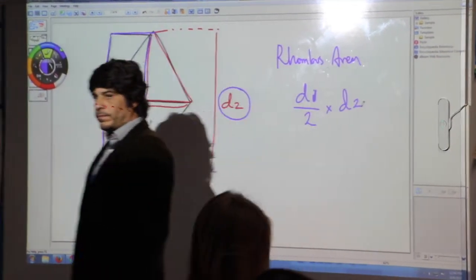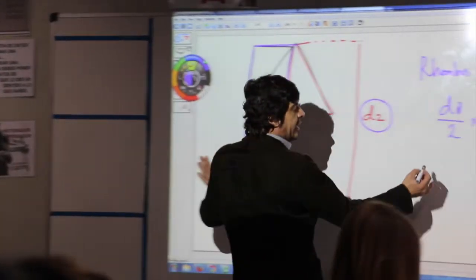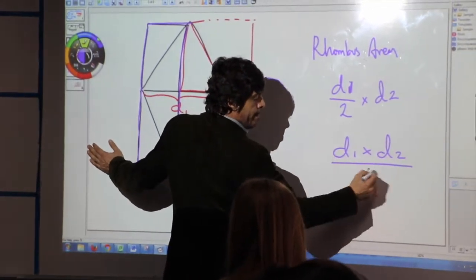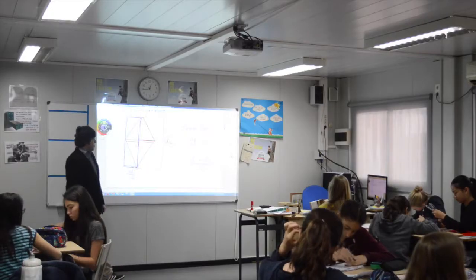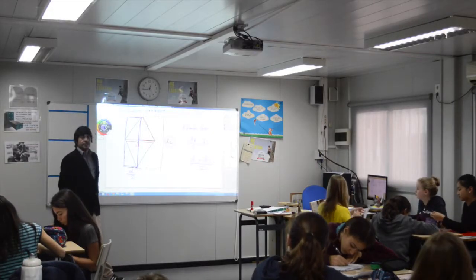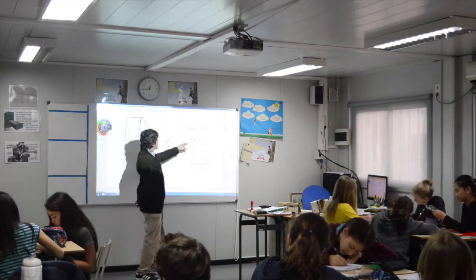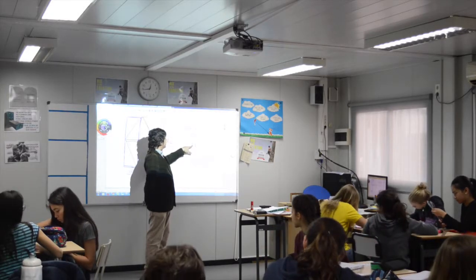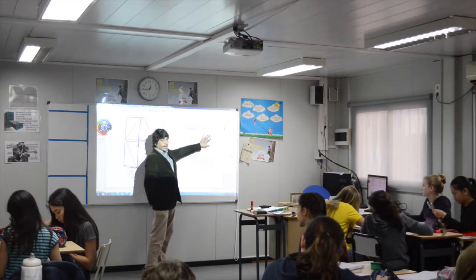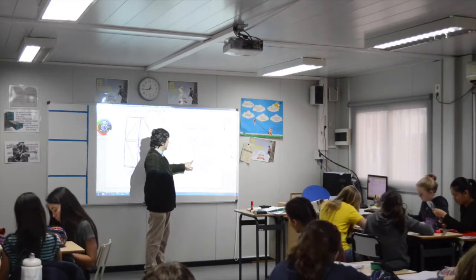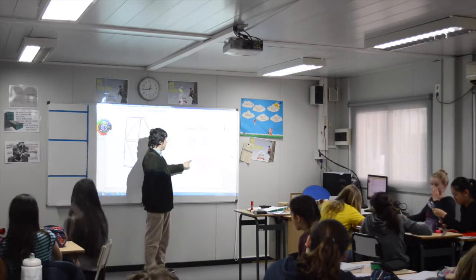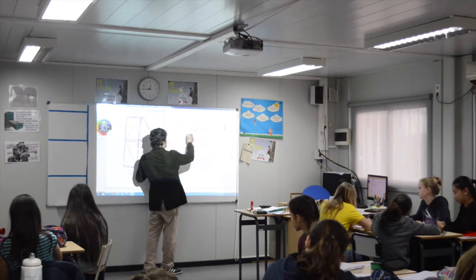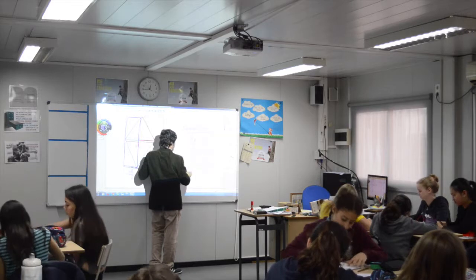Now, can I write this as this and not have a problem? Think about it. Let's make two imaginary numbers. Let's say this is 6 and 3. If this is 6 divided by 2, it turns into 3, times another 3, 9. Let's do it here. If this is 6, and this one is 3, 6 times 3 is 18, divided by 2. Exactly. 18 divided by 2 makes 9 again. So you can use either of these two equations.